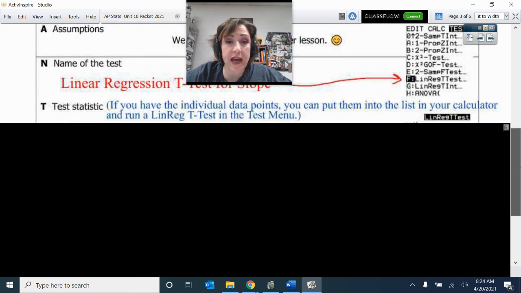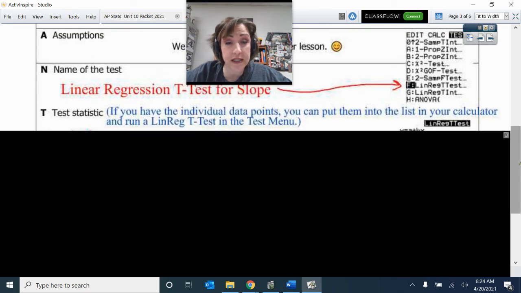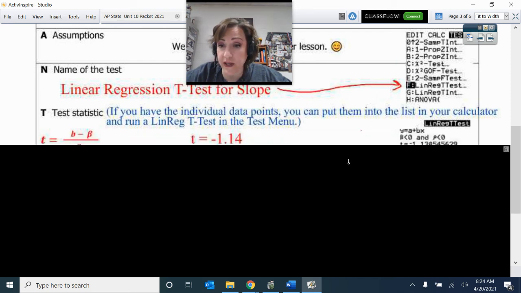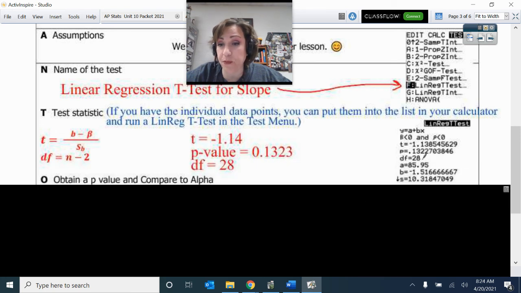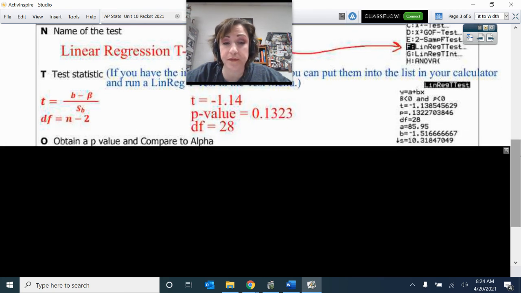So here we go. If you have the individual data points, you can just put them into your list in your calculator, which I had you do. Go run this LinRegTTest in the menu. So I did that. And here is the printout that we got. So the t-score is negative 1.14. The p-value is 0.1323. And degrees of freedom is 30 minus 2. There were 30 pieces of data, so 30 minus 2, degrees of freedom is 28.